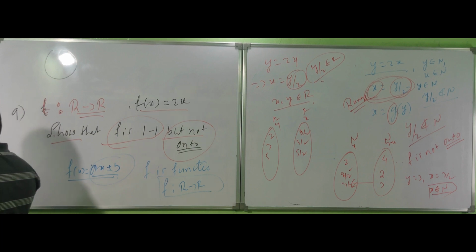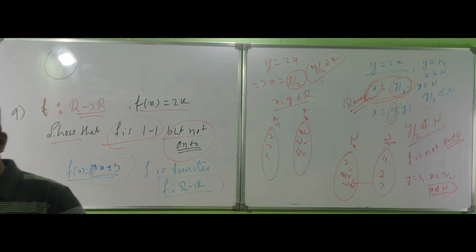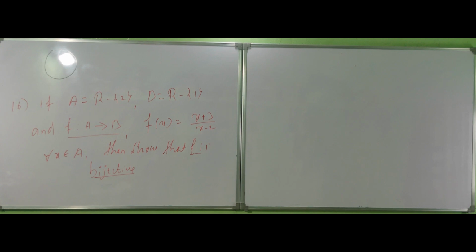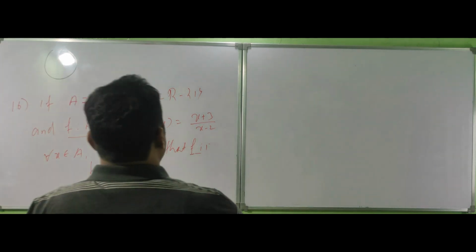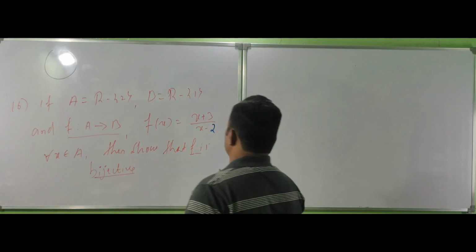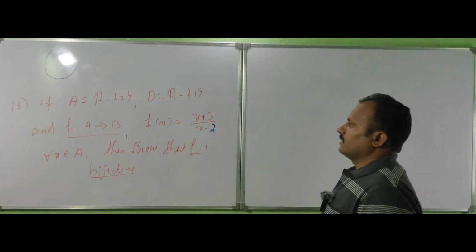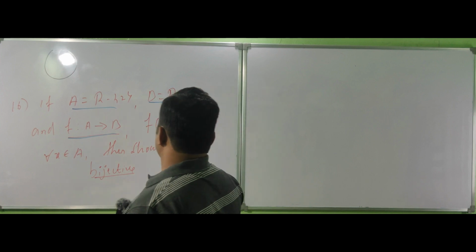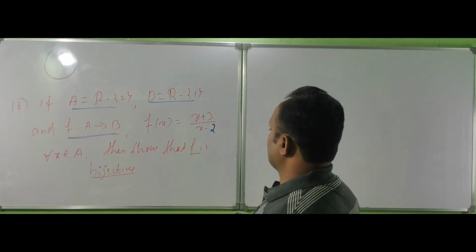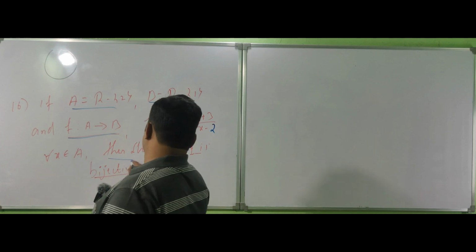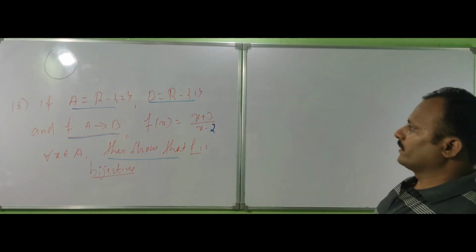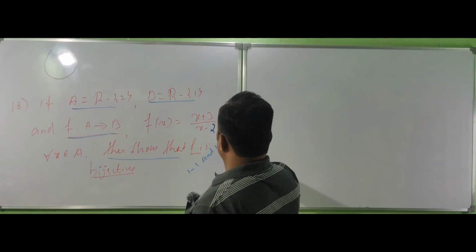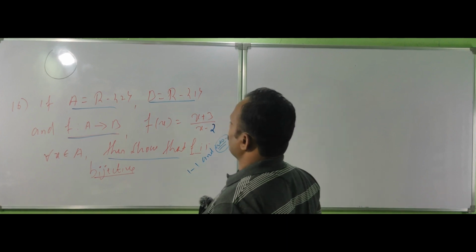Let's check the last question. The final question is: if a is equal to R minus 2 and b is equal to R minus 1, and the function defined from A to B is f of x equal to x plus 3 divided by x minus 2 for all x belonging to A, then show that f is bijective. It means you should show one-one and onto with respect to A and B.